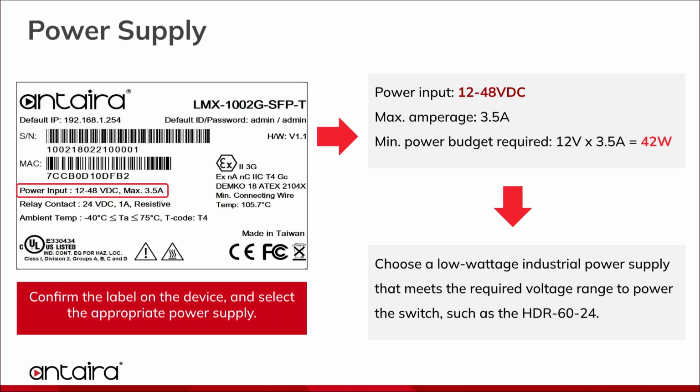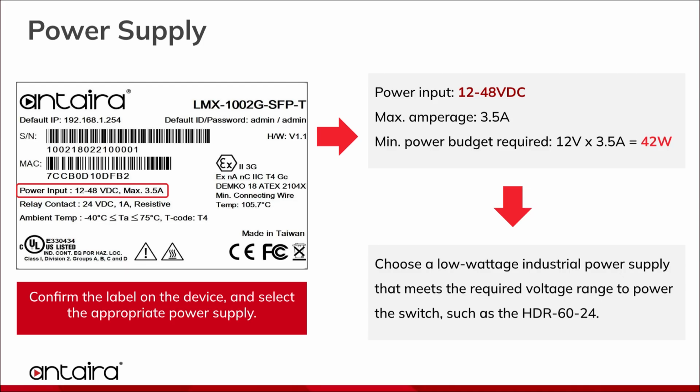The next step is to select a suitable power supply for booting up the switch. We can check the switch's specification label. In this example, the power input specifies the voltage range that the switch can accept, which is from 12 volts to 48 volts of direct current, DC. The device can operate within any voltage value within this range. The maximum amperage indicates the maximum current requirement of the device, which is 3.5 amperes. This is the highest amount of current the device may draw during operation.